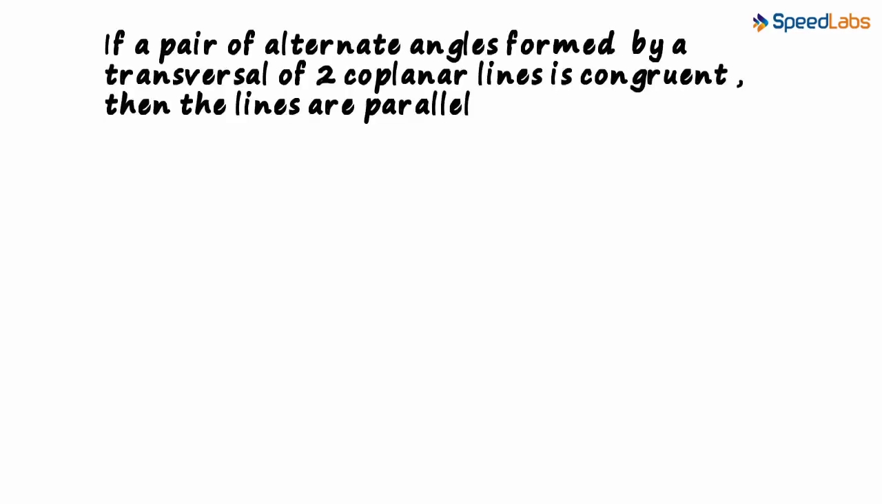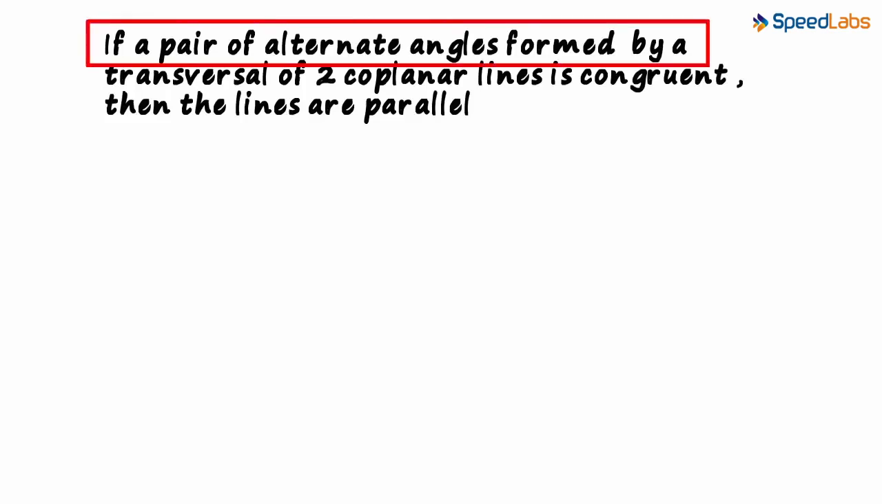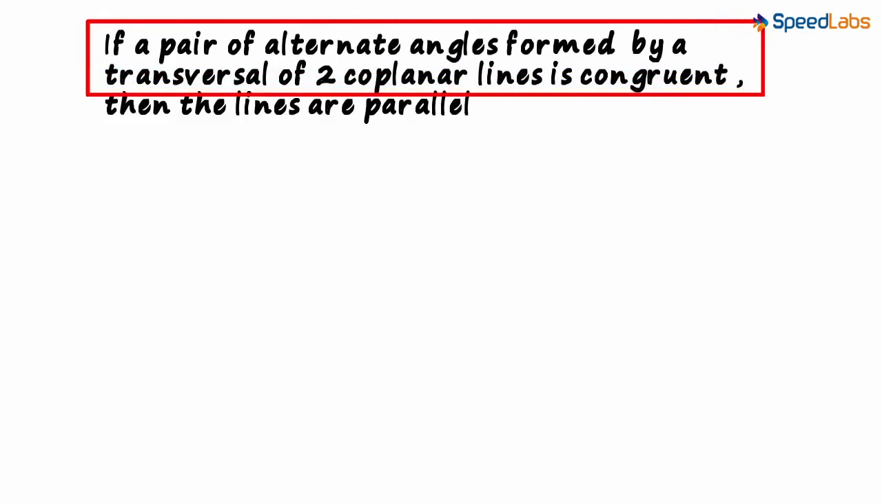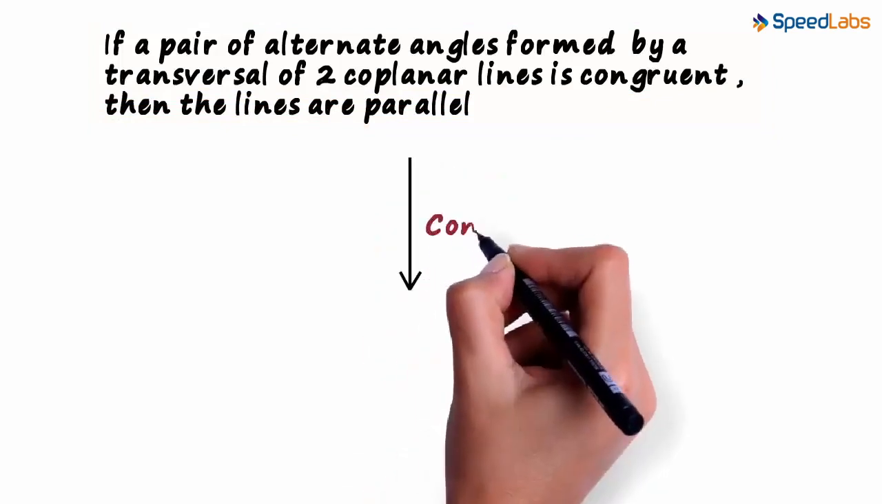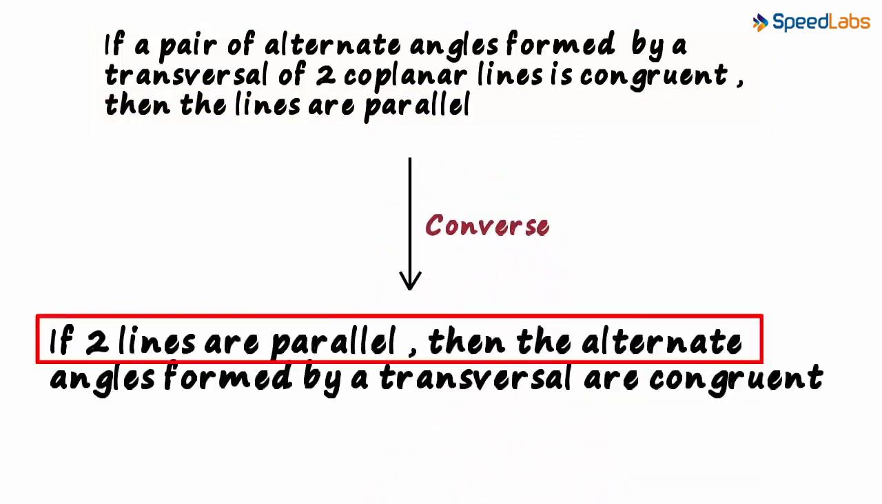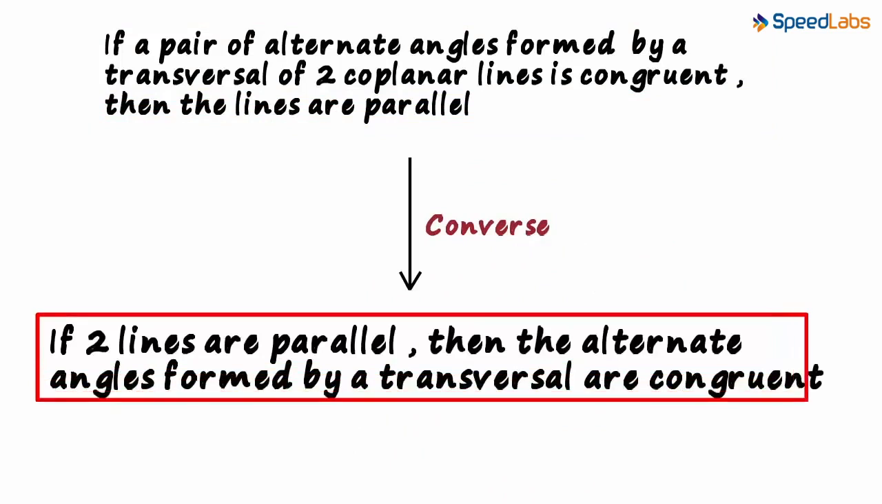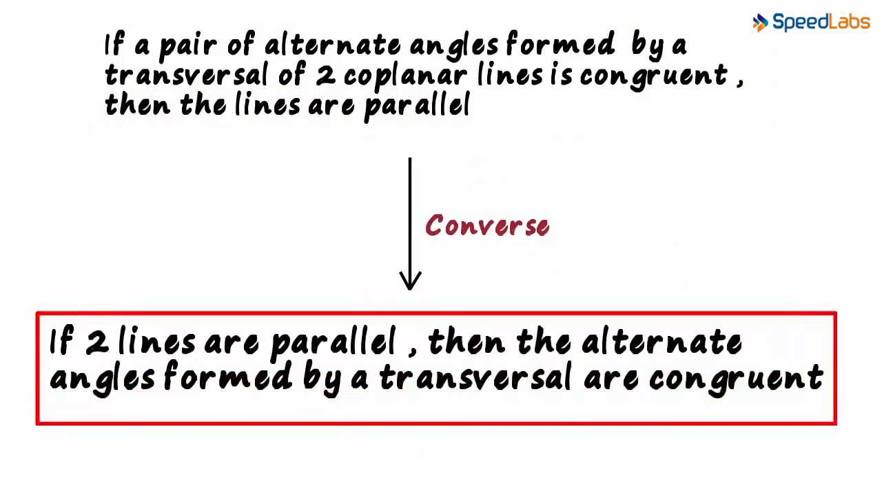In the previous video, we understood the alternate angles test, and this is what it said. If a pair of alternate interior angles formed by a transversal of two coplanar lines are congruent, then the lines are parallel. Now let's look at its converse. If two lines are parallel, then the alternate angles formed by a transversal are congruent.